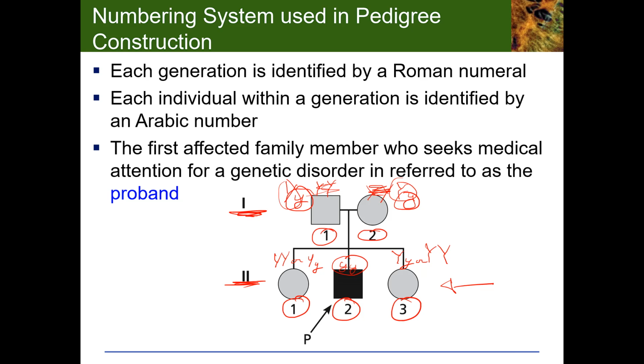All right. Oh, and the last thing here, the first affected family member who seeks medical attention for a genetic disorder is referred to as the proband. Usually you write a P and you draw an arrow to which box it is. In this case, that's the individual right there. That's the proband, number 2. Okay.